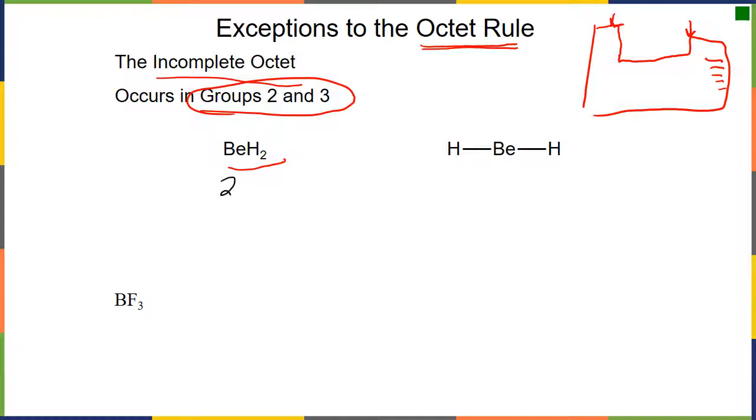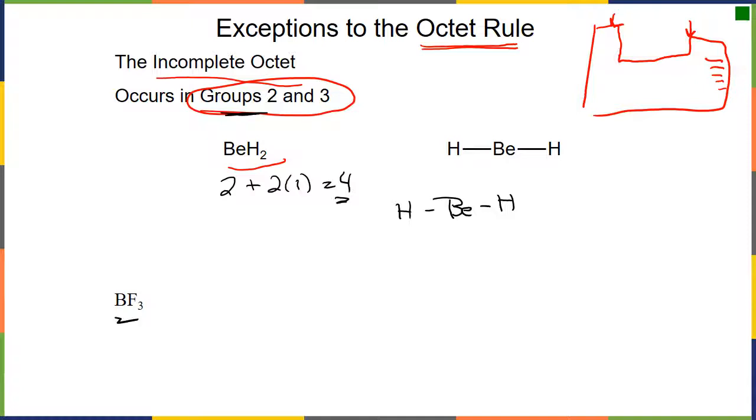Beryllium is in group 2, so it's got 2 electrons, plus 2 times 1 from hydrogen, giving us a 4. So there's no way that's going to obey the octet rule, and we simply have that. It does actually exist. So, incomplete, how do you know? A, not enough electrons. B, it's in group 2 or 3.